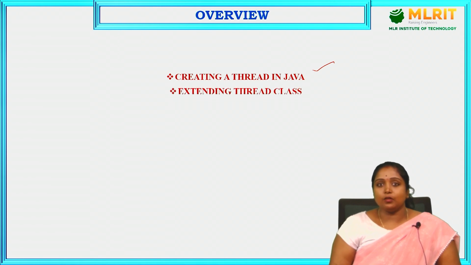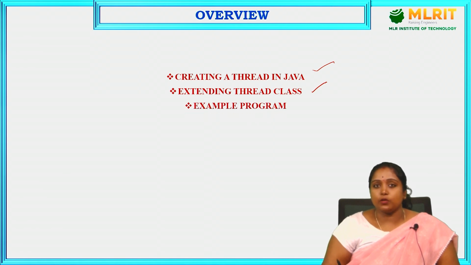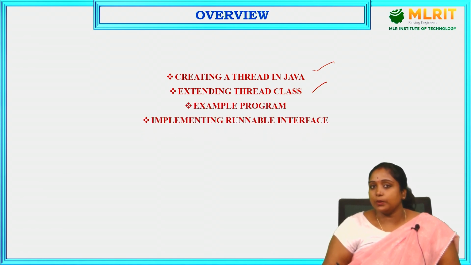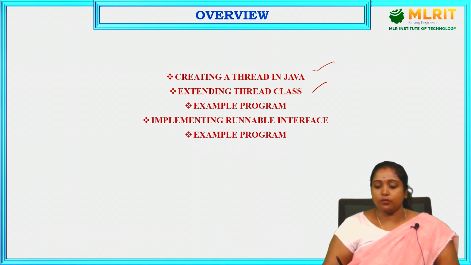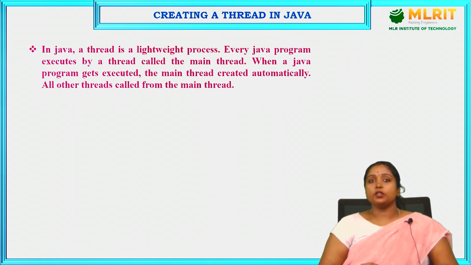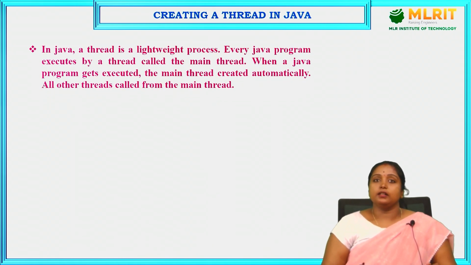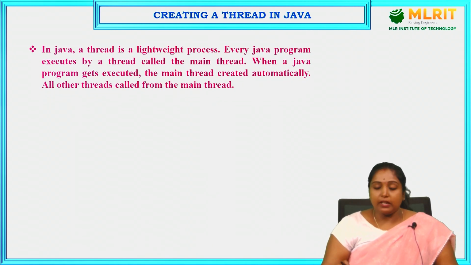The ways you are going to create a new thread are by extending a thread class with an example program, and the second method is implementing the runnable interface with an example program. This is what we are going to see in this present session. So, how you are going to create a new thread in the Java programming language.